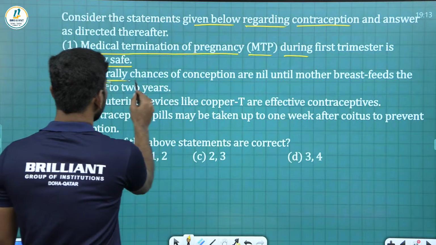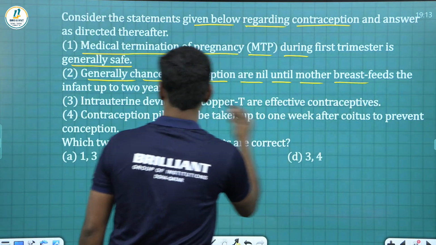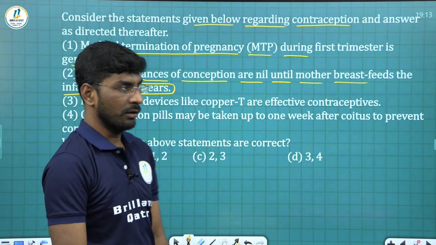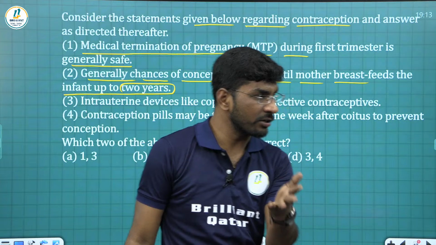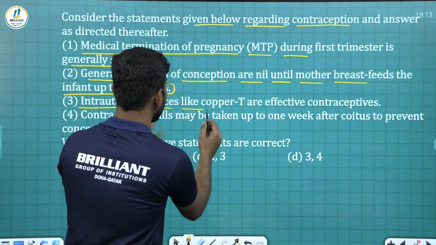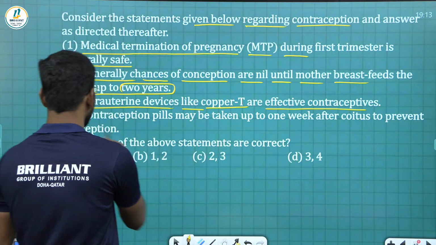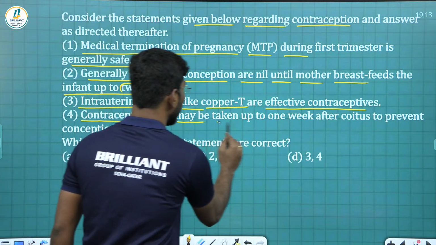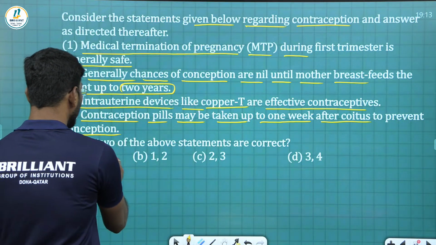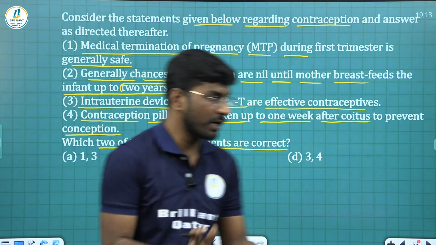Next, generally chances of conception are nil until the mother is breastfeeding the infant up to 2 years. What's the correct answer? Try. Next, intrauterine devices like copper T are effective. Next, contraception pills may be taken up to 1 week after coitus to prevent the conception. Which 2 of the above statements are correct? They are given. Try.